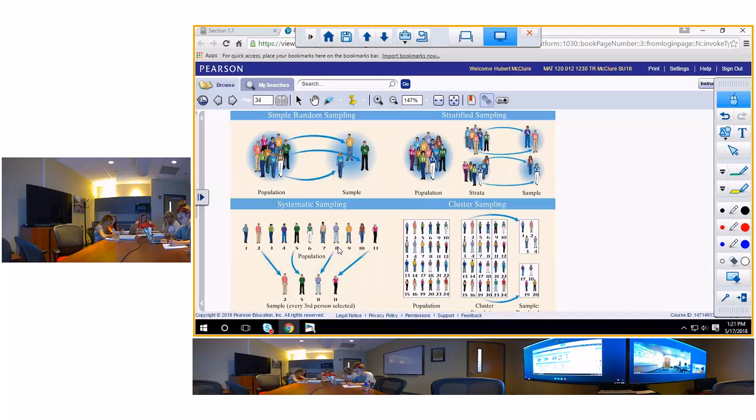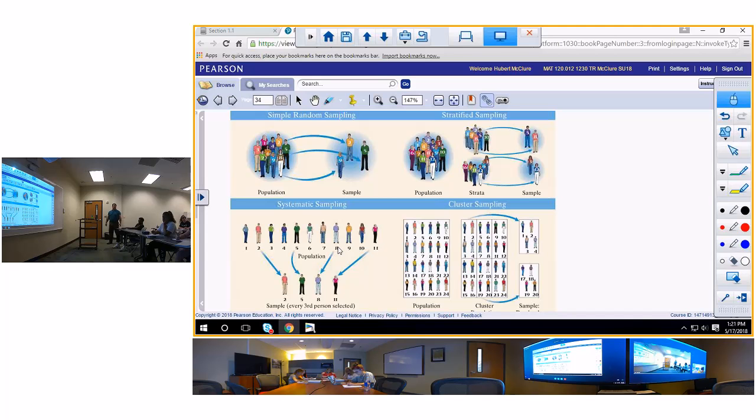A systematic sample is where you go through the phone book and you pick every person in the lower right-hand corner of each page. That would be a systematic random sample. You don't know who it is. You just pick every person in the lower right-hand corner, or you pick every fifth person, and so on.